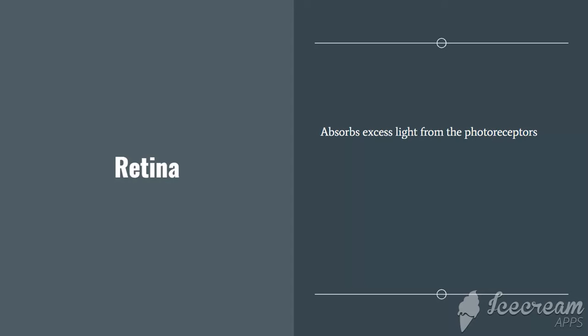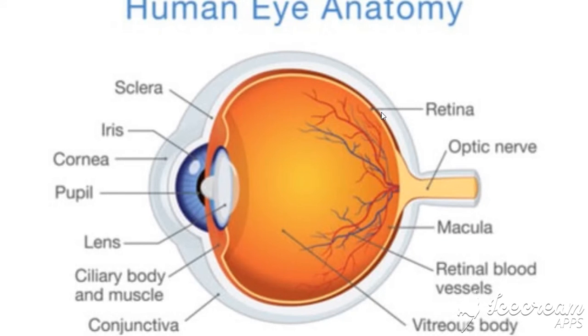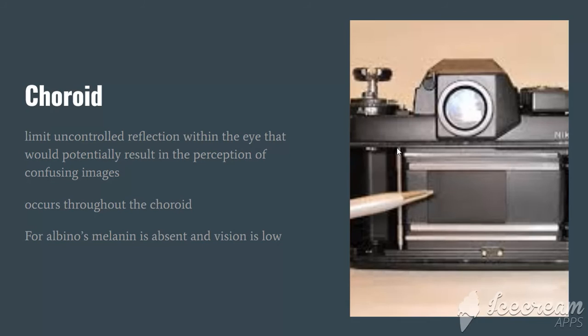The melanin absorbs the excess light so that you will be able to see clearly and your vision won't be blurry. And this right here is the retina. Next, the choroid, or melanin in the choroid.